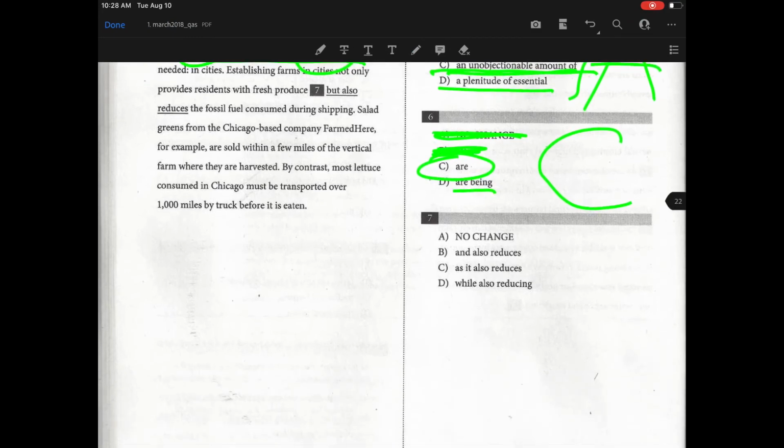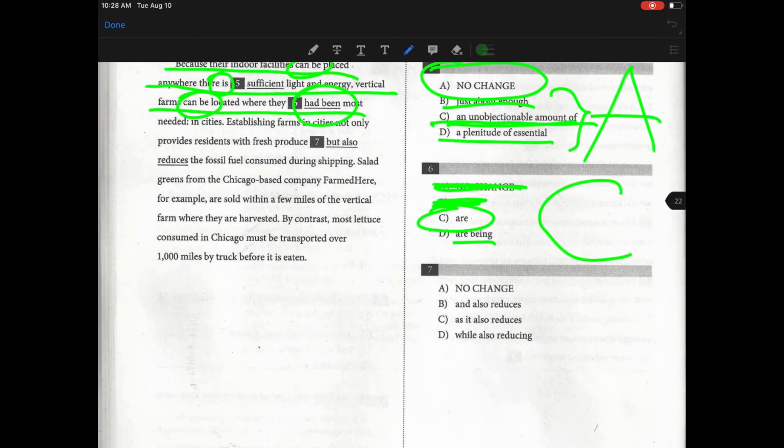Okay? Now, 7. Establishing farms in cities not only provides residents with fresh produce, but also reduces. Again, this option is just fine, not only provides, but also reduces. Now, this is a good construction, but let's see what I have. And also reduces. This is going to sound good.